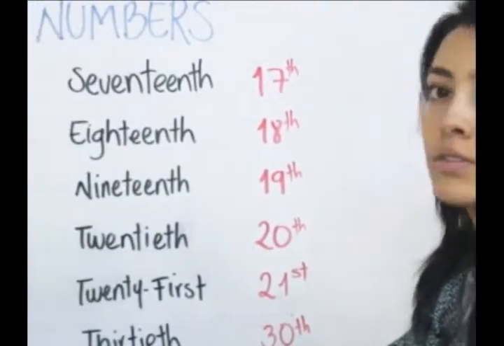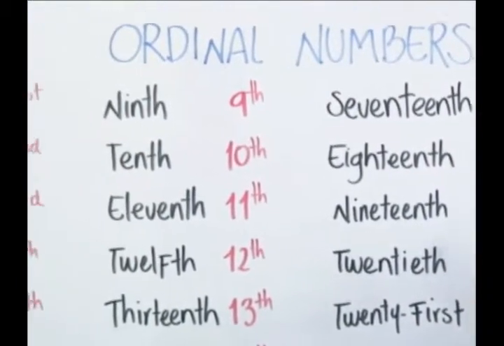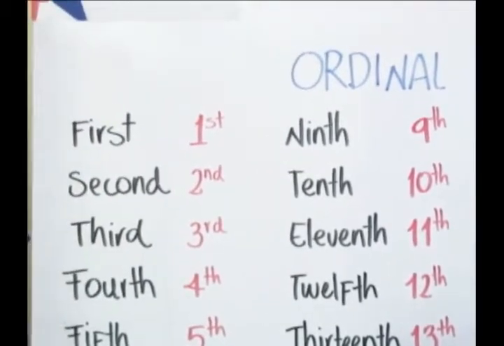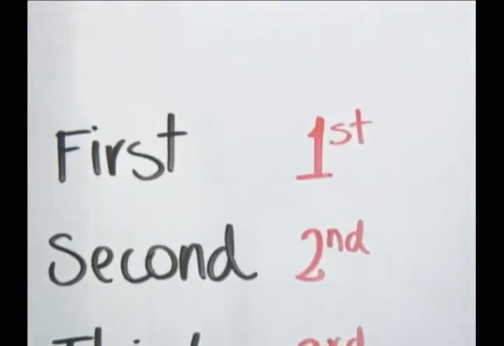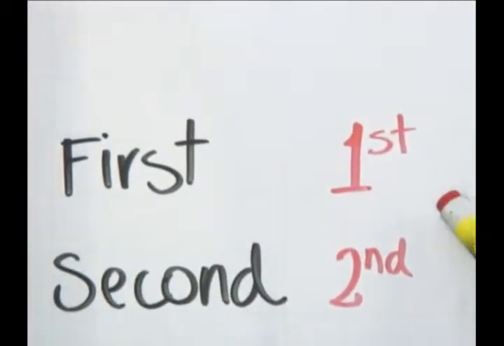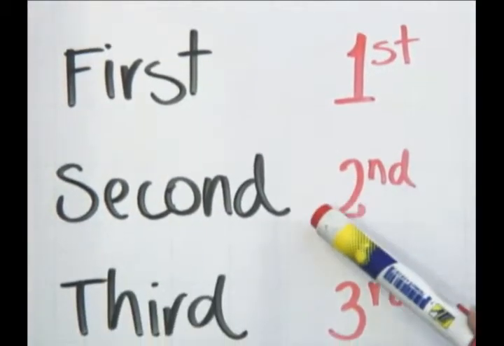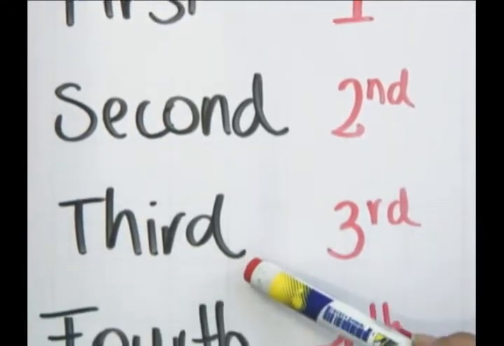Now let's check the ordinal numbers. When do we use them? We use the ordinal numbers to tell dates, for example, birthdays and special occasions. Now let's see what the structure is. For the ordinal numbers, we have, first of all, the three exceptions, 1, 2, and 3. In the cardinal numbers, we say 1, 2, and 3. But in the ordinal numbers, we say first, second, and third.